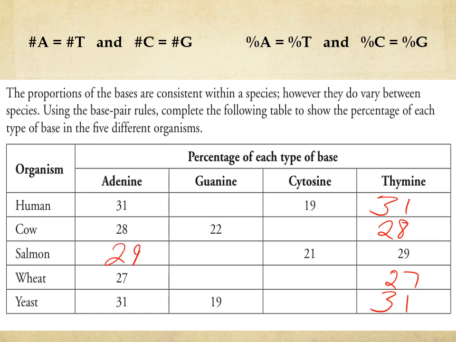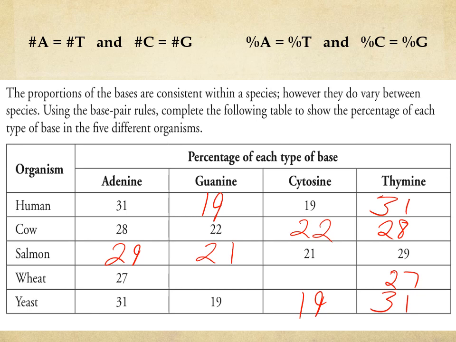We've now got our outermost columns done. We're just going to do the exact same thing. Humans have 19% C, so they have to have 19% G. Cows have 22% G, so it has to be 22% C. Salmon has 21% C, so it has to be 21% G. I'm going to jump down to the bottom. Yeast has 19% G, so it has to be also 19% C.